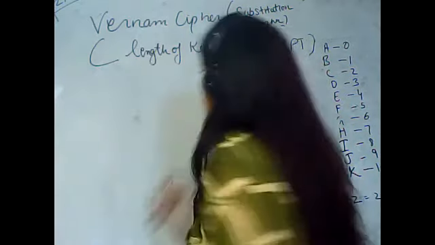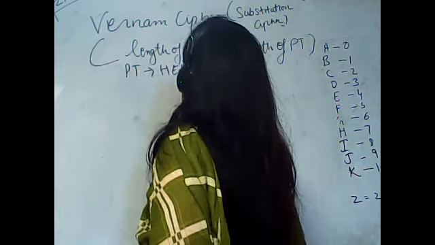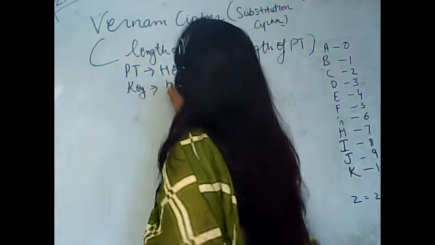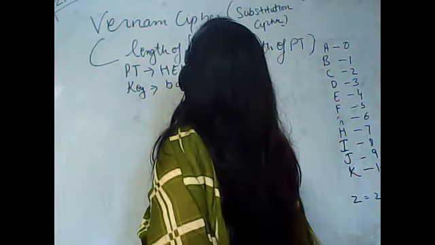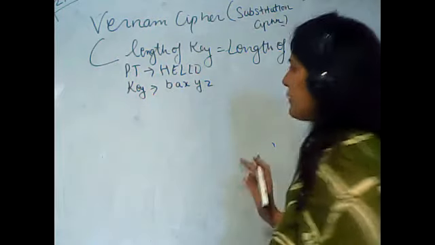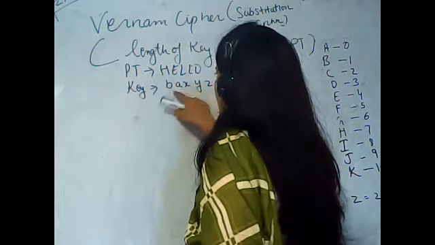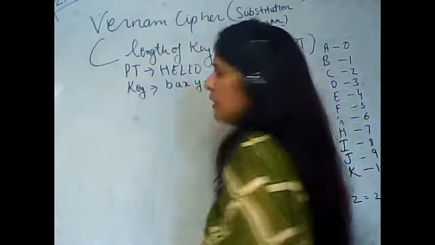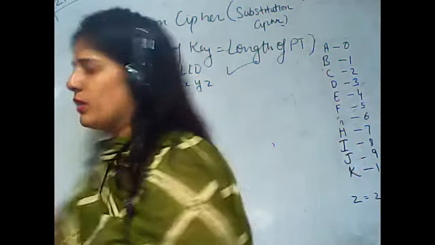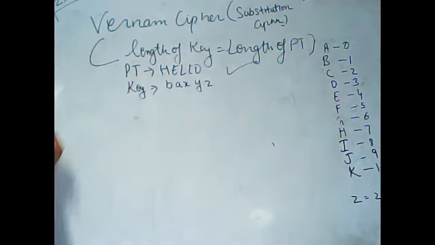Now let's suppose we have a plain text that is HELLO, and there is a key. Let's suppose we have B, A, X, Y, Z. So the first rule says that for the Vernam Cipher, the key and plain text should have the same length. So 1, 2, 3, 4, 5 and 1, 2, 3, 4, 5. This given condition meets our requirements. So now we will start with the equation.